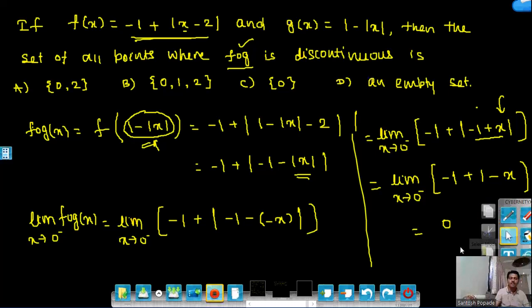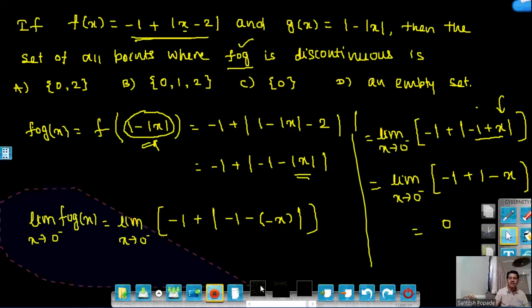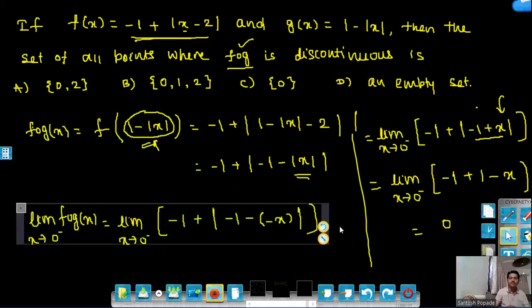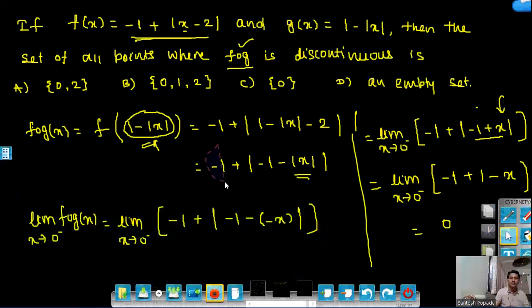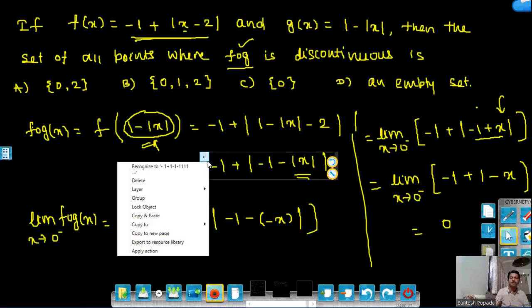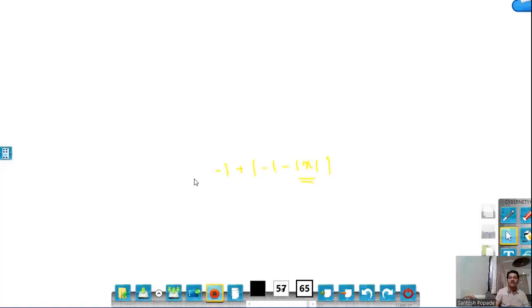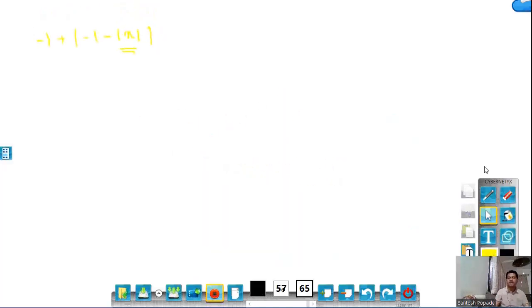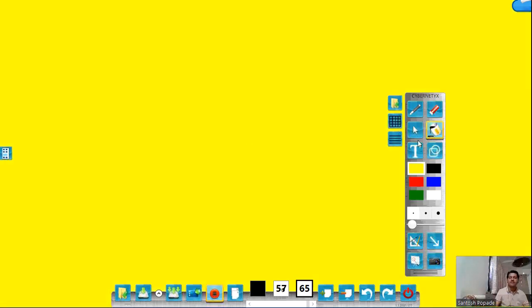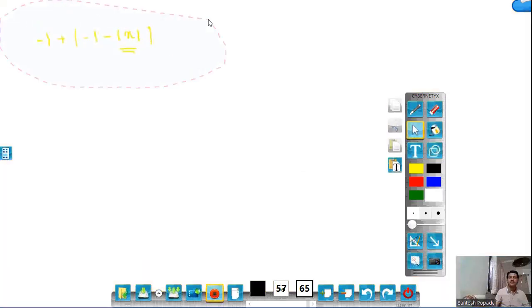So this is equal to limit as x tends to 0 from the left side of, in brackets, -1. Now I have to take its mod, so to make it positive, since it is negative, multiply by minus. That minus minus will become plus and x will become -x. So the -1 plus 1 cancels, only -x remains inside the bracket, and as x tends to 0, its limit is 0. In a similar way, we have to find the right hand limit as x tends to 0.